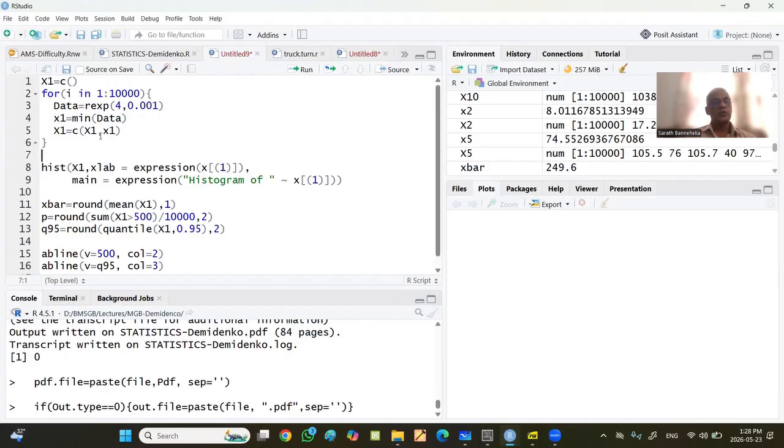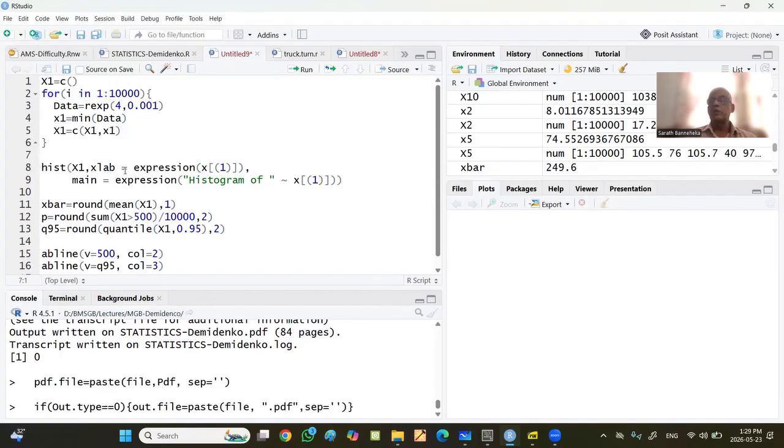So at the end of the first round, I will have 1 number here. At the end of the second round, I will have 2 numbers here, and so on. I will generate 10,000 possible values for the first order statistic when the observations are coming from the exponential 0.001 distribution, right? So to get some idea, I'd like to draw the histogram also. Therefore, I will give this command hist of this capital X1.